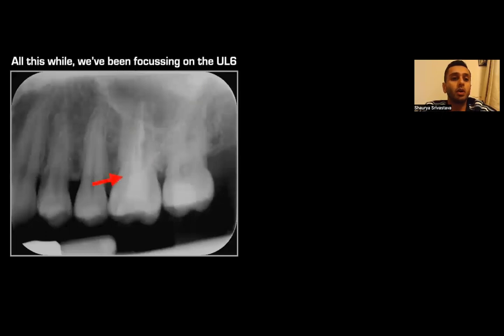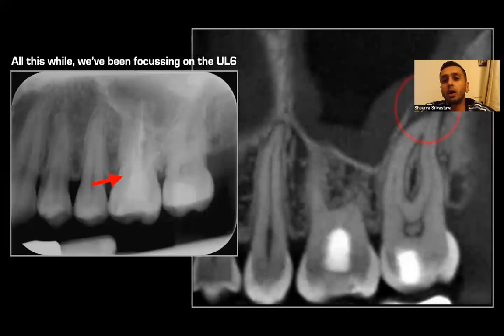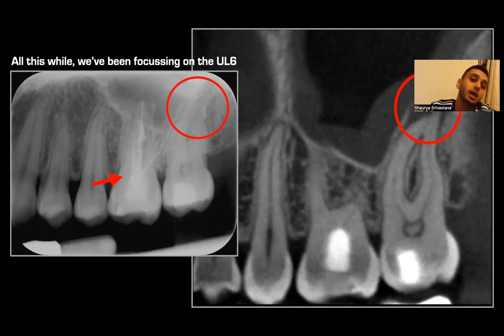Okay, so all this while we've been focusing on that upper left 6, but what about the 7 over here? See that there's a massive lesion there. Patient is asymptomatic and you can't even see that on 2D. So what if you do the endo on the 6, you have success there, but the patient comes back in a week or 2 weeks or a month saying, oh, I can still feel pain here. It was your job to assess the adjacent teeth to see if they're symptomatic or asymptomatic.